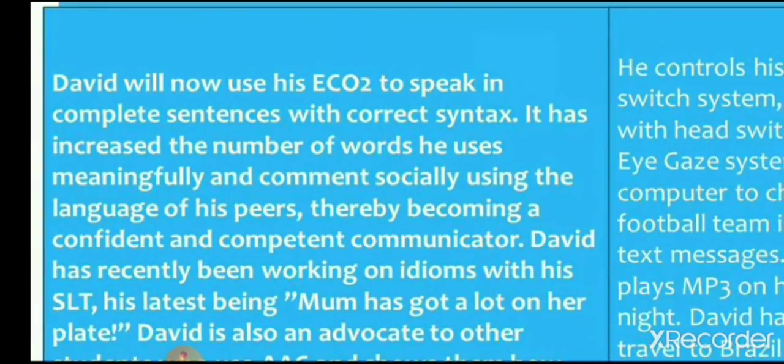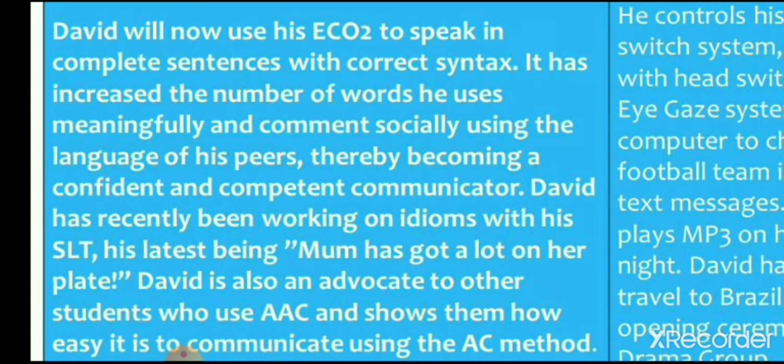David will now use his echo tool to speak in complete sentences with the correct syntax. It has increased the number of words he uses meaningfully and comments socially using the language of his peers, thereby becoming a confident and competent communicator. David has recently been working on idioms with his SLT, his latest being, Mom has got a lot on her plate.